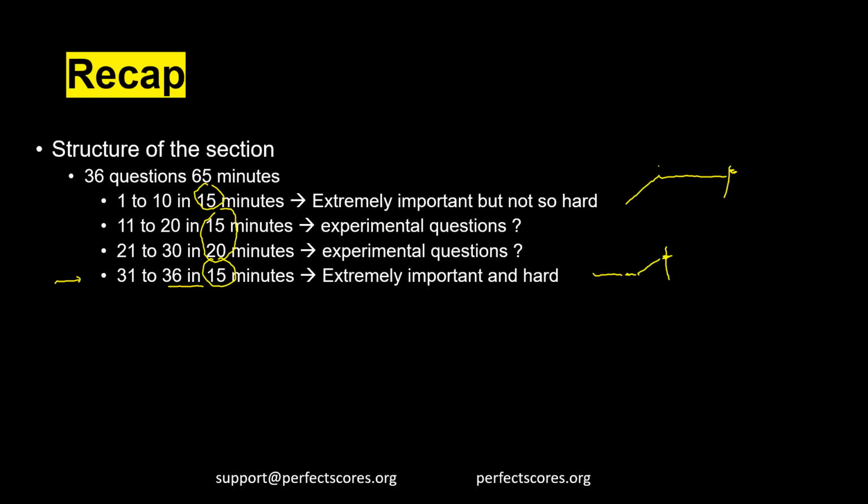If you want, you can take a 1-minute break in the middle of the section if you're on time, but you can keep track of these times, or you can keep track of the questions that you've completed. So just be aware of the time in these 4 different zones.